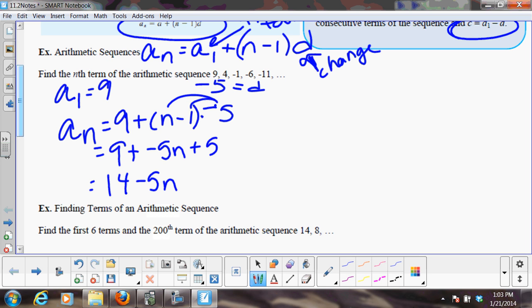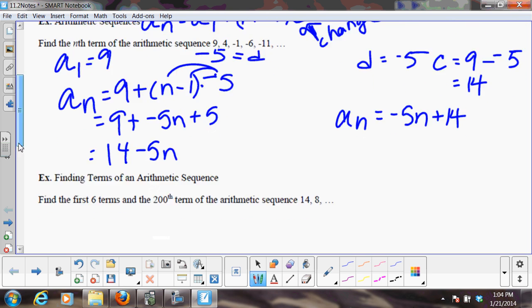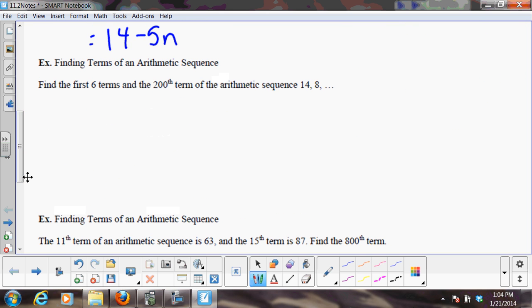If I use the other formula, my D is -5. C, I take 9 minus -5. Here I get my 14. I get a sub n equals -5n plus 14. They're the same formula. Just you approach it two different ways. Regardless, it needs to be simplified anyways. So make sure you can do both, I guess.